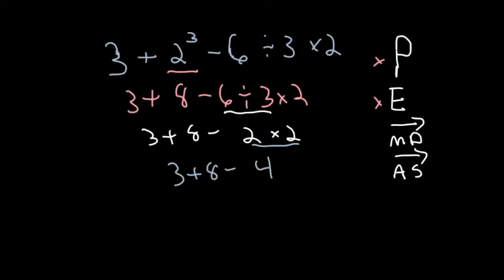So I'm finished with my multiplication division and move on to my addition and subtraction. The first addition or subtraction I get when I read left to right is 3 plus 8. 3 plus 8 is 11. I'm left with 11 minus 4, and 11 minus 4 is 7.